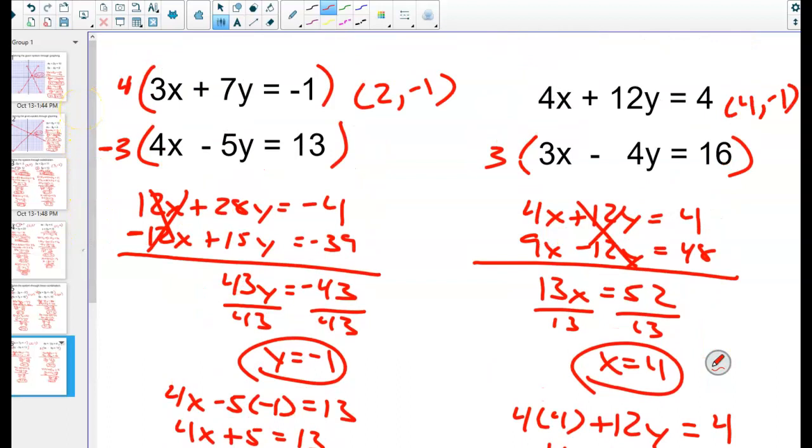And you can plug that in. 16 and negative 12 is 4. 12 and a positive 4 is 16. It does work out.